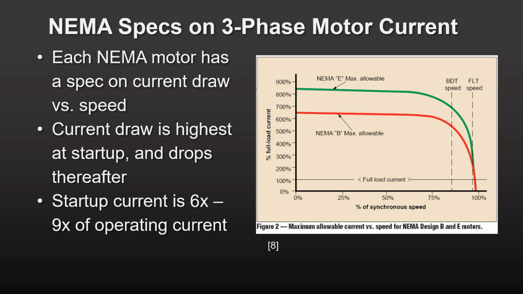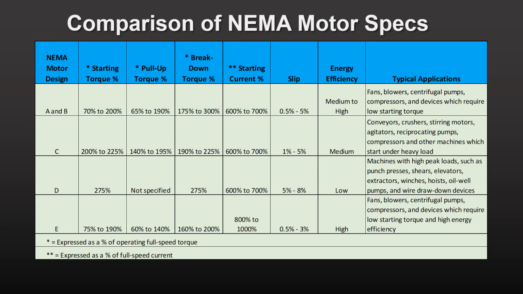Per the curve in the slide, the highest current draw is at motor startup, dropping as the motor accelerates to steady state speed. Startup current is typically 6x to 9x of operating current. This chart compares all 5 types of NEMA motors for torque, current, slip, and energy efficiency. A few notable conclusions can be drawn from the data.